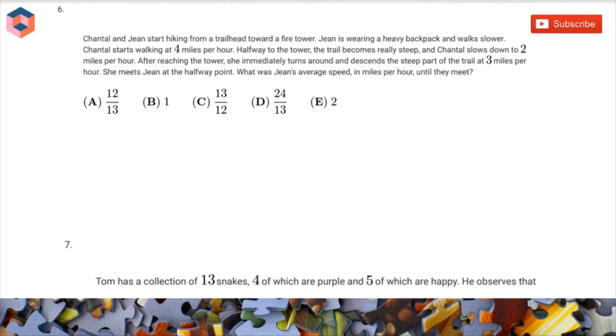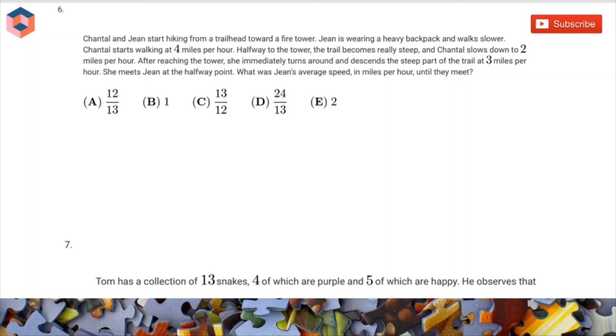Let's try problem number 6 now. Chunto and Jean start hiking from a trailhead towards a fire tower. Jean is wearing a heavy backpack and walks slower. Chunto starts walking at 4 miles per hour. Halfway to the tower, the trail becomes really steep and Chunto slows down to 2 miles per hour. After reaching the tower, she immediately turns around and descends the steep part of the trail at 3 miles per hour. She meets Jean at the halfway point. What was Jean's average speed in miles per hour until they meet?